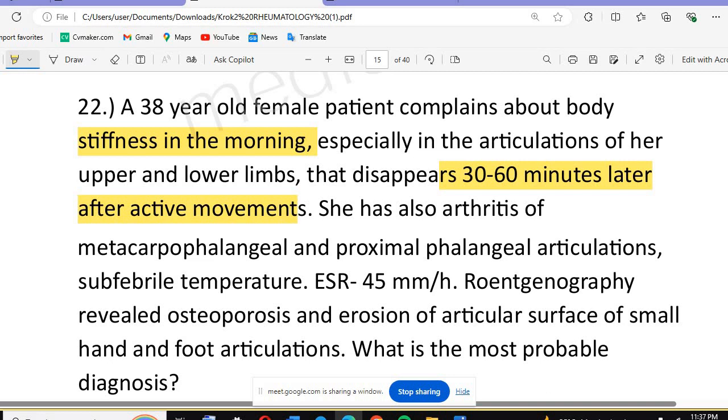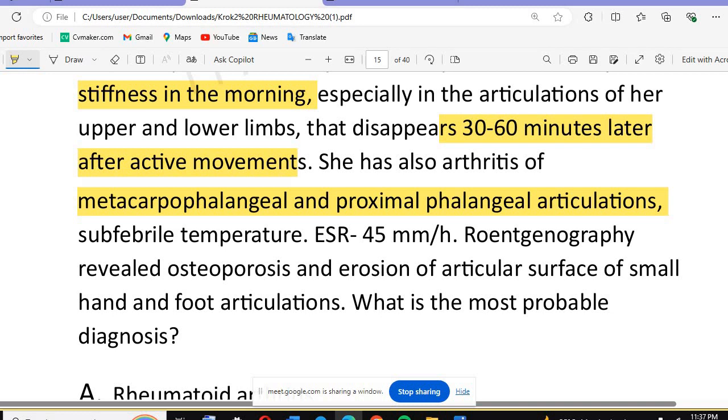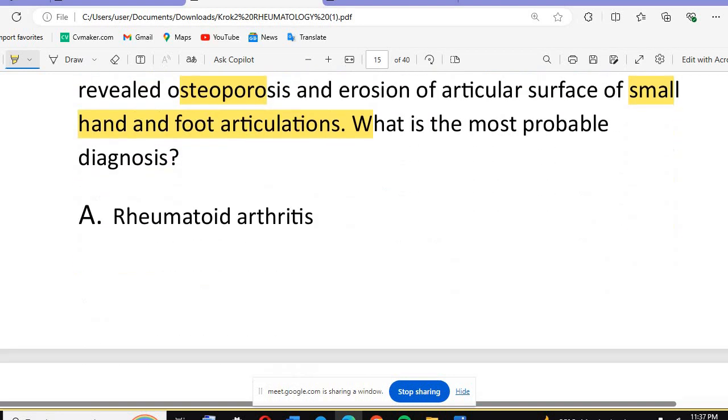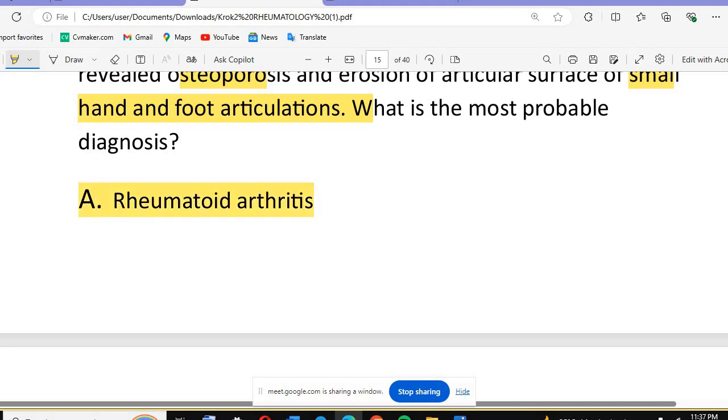Let's see, arthritis of the metacarpophalangeal joint and the proximal interphalangeal articulation. The DIP will be spared. They have not mentioned the DIP. The ESR is also increased. X-ray revealed osteoporosis or erosion of the articular surface of the small joints of the hand. It means the small joints are involved. So everything is mentioned in the question. This is what we have discussed about rheumatoid arthritis.